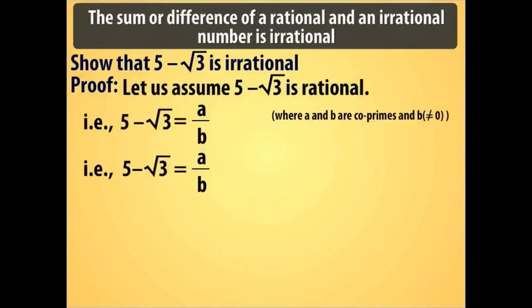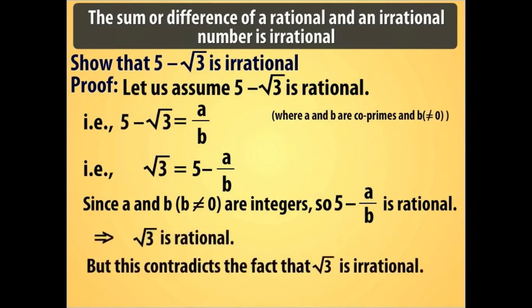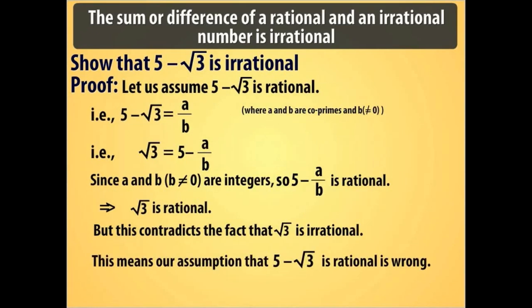This equation can be expressed as square root of 3 equals 5 minus a upon b. Since a and b are integers, the expression 5 minus a upon b is rational. This means that the square root of 3 is rational. But this contradicts the fact that the square root of 3 is irrational. This means our assumption that 5 minus square root of 3 is rational is wrong. We conclude that 5 minus square root of 3 is irrational.